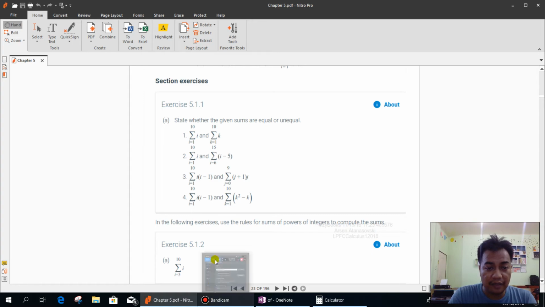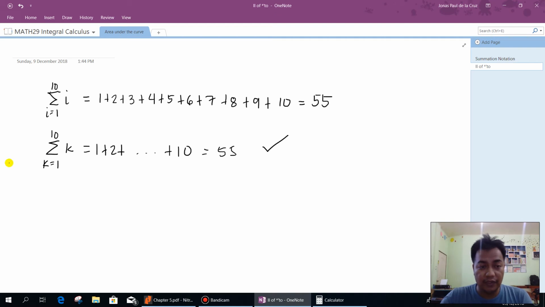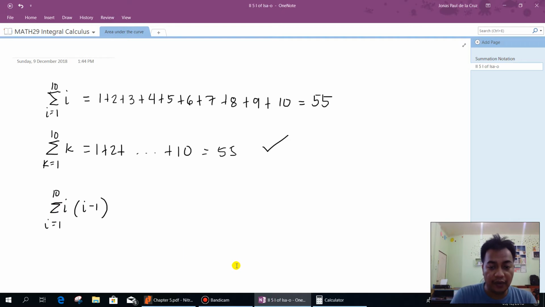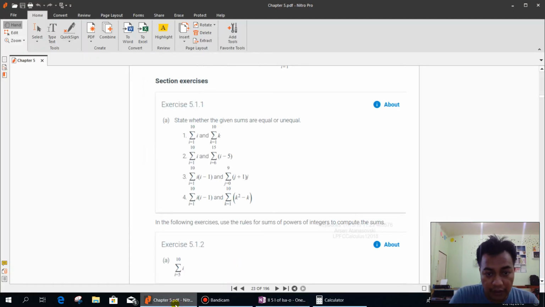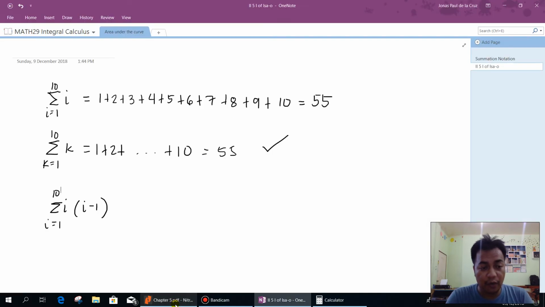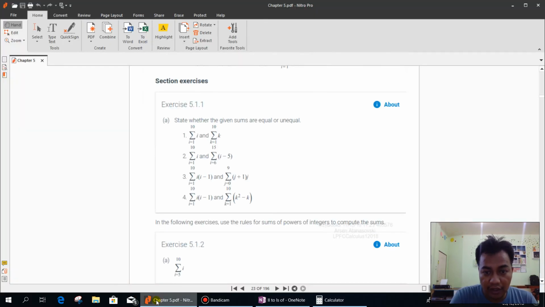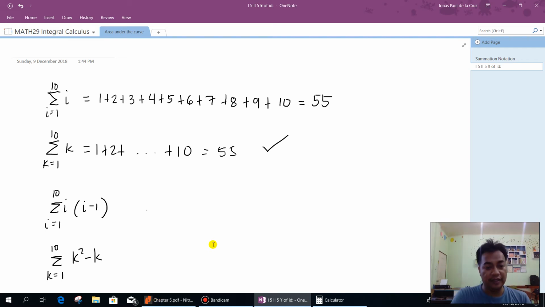Summation of I times I minus 1 from I 1 to 10. Okay, so yung una is summation of I times I minus 1. Your I is going from 1 to 10. And the other one is k squared minus k from 1 to 10. Okay? And summation of k squared minus k. Your k is from 1 to 10. K squared minus k. Okay?